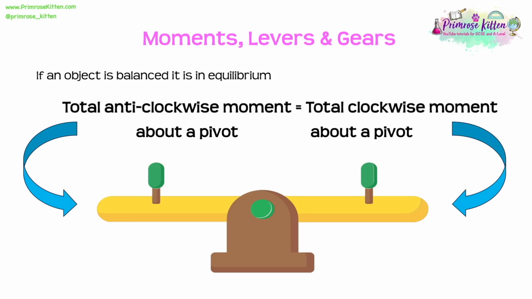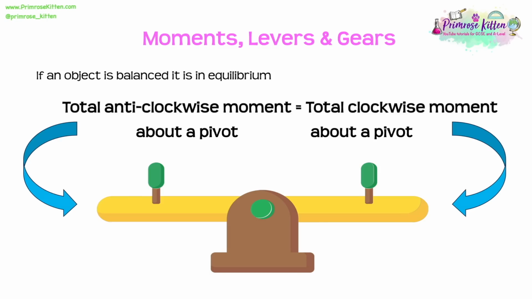If an object is balanced, it is in equilibrium. So in that case, the total anti-clockwise moment about a pivot is equal to the total clockwise moment about a pivot. Now, in a question like this, if you had to do some calculations, make sure you work out which forces will be making it turn in a clockwise or an anti-clockwise direction, and then work out the moments of all of the clockwise moments, all of the anti-clockwise moments, then add all the anti-clockwise moments and set them equal to the sum of all of the clockwise moments.